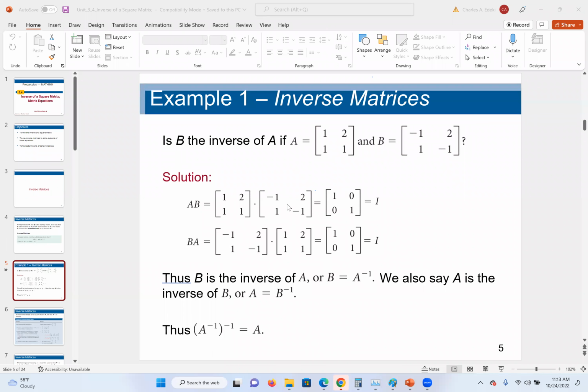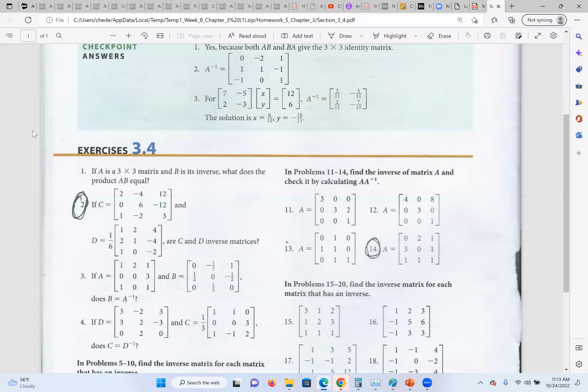Now, if I multiply A with B, and I didn't get this, let's say I get 5 or something somewhere, then A is not the inverse of B. So back to the question again.